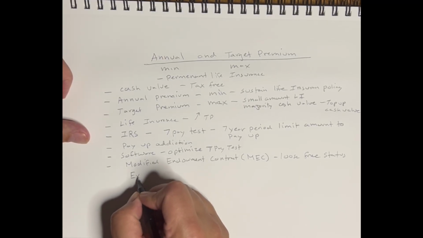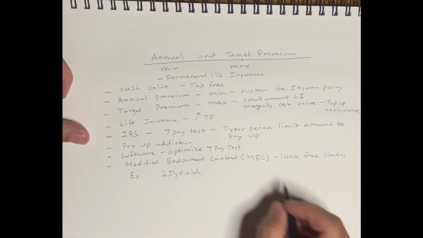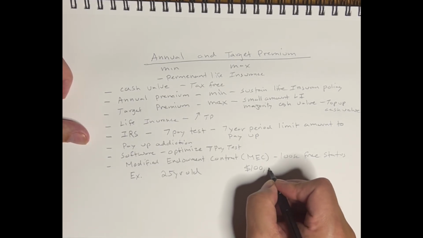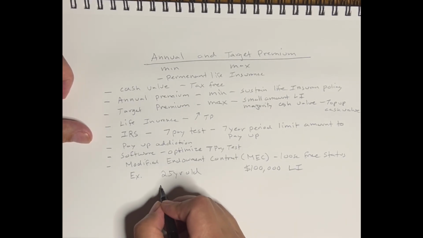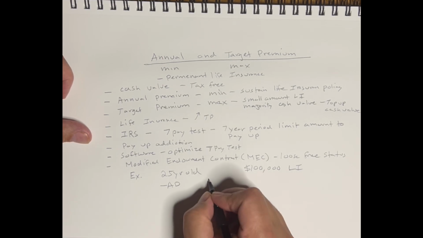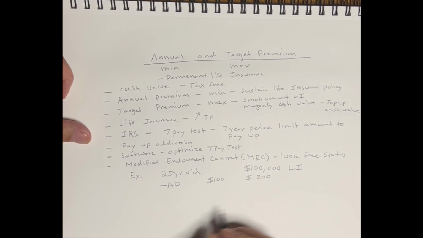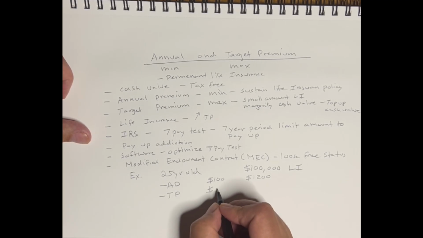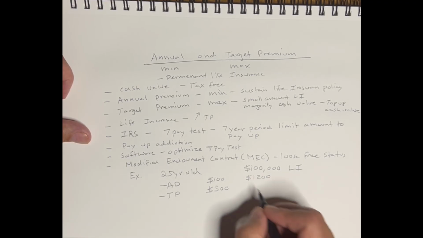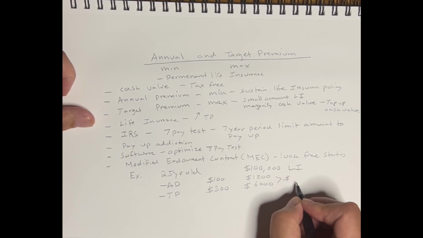Let's give an example of a 25-year-old who buys a $100,000 life insurance policy. We're going to give you the annual premium. Let's just say that this premium is $100 a month or $1,200 a year. We're also going to give you a target premium, and for this policy, we'll just give an example of $500 a month or about $6,000 a year. So we can overfund the policy up to $4,800.